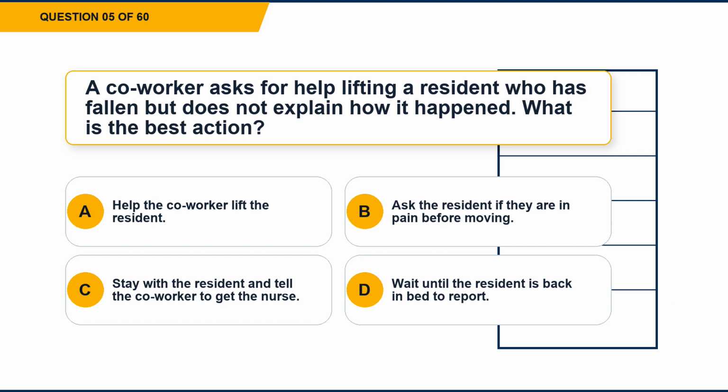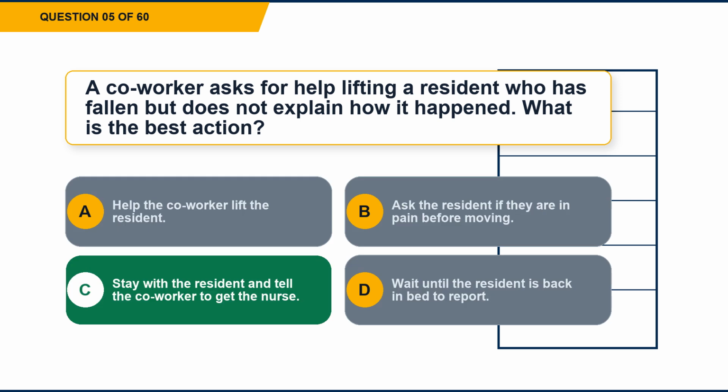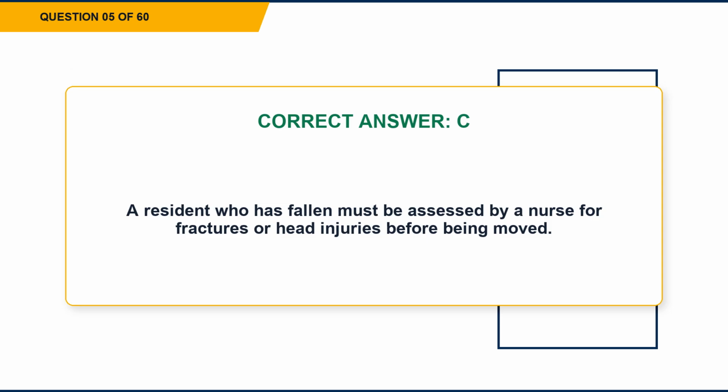Question 5. A coworker asks for help lifting a resident who has fallen but does not explain how it happened. What is the best action? Option A, help the coworker lift the resident. Option B, ask the resident if they are in pain before moving. Option C, stay with the resident and tell the coworker to get the nurse. Option D, wait until the resident is back in bed to report. The correct answer is option C, stay with the resident and tell the coworker to get the nurse. Explanation. A resident who has fallen must be assessed by a nurse for fractures or head injuries before being moved.